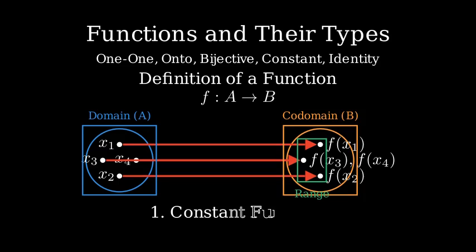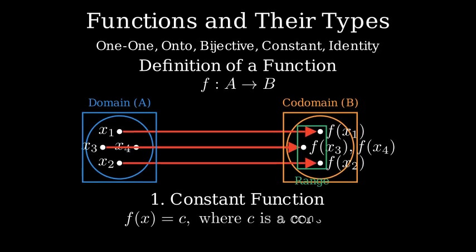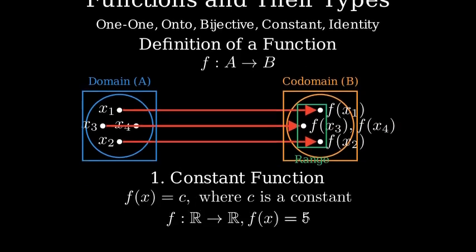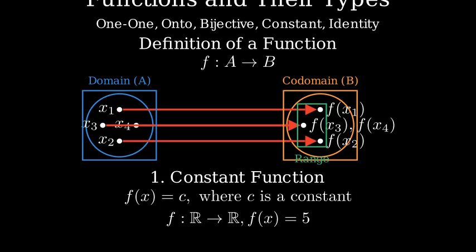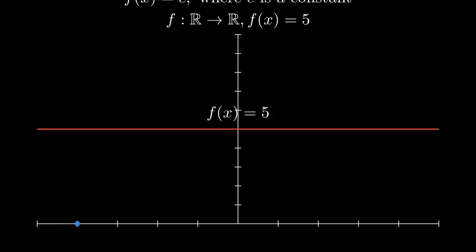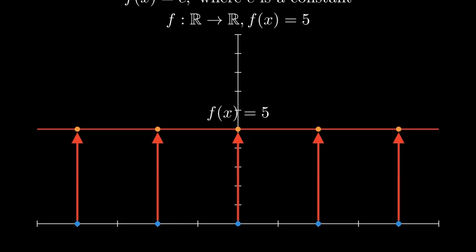A constant function is a function that maps every element of the domain to the same fixed element in the codomain. For example, the function f(x) equals 5 for all x in the real numbers. Here's a visual representation of the constant function. Notice how every input maps to the same output value of 5.